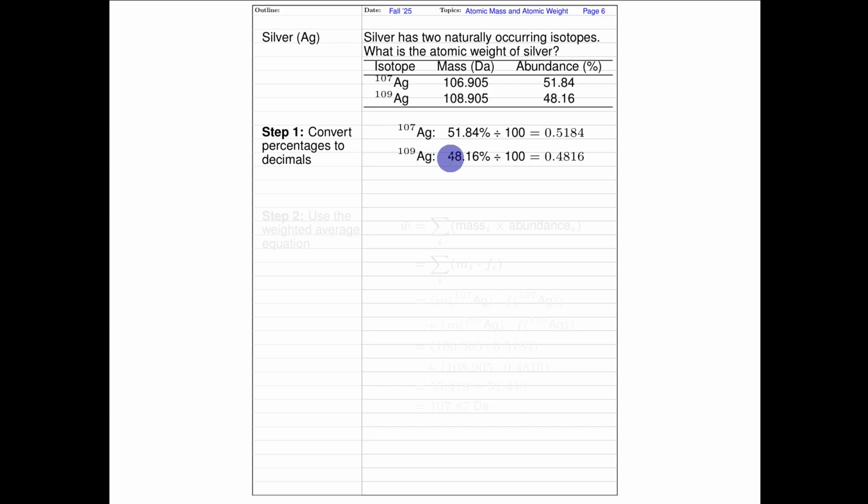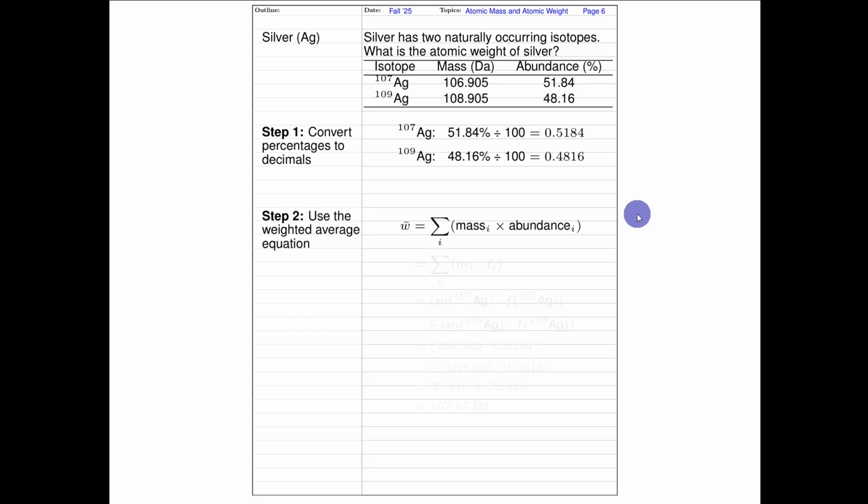Silver 107 has a percent abundance of 51.84%. We convert that into decimal form by dividing by 100, which gives us 0.5184. Silver 109 has a natural abundance of 48.16%. We convert that into fractional form by dividing by 100, which gives us 0.4816.